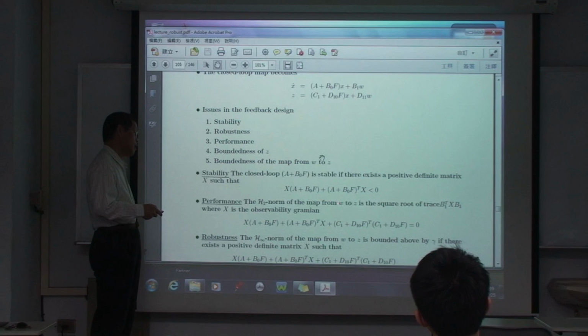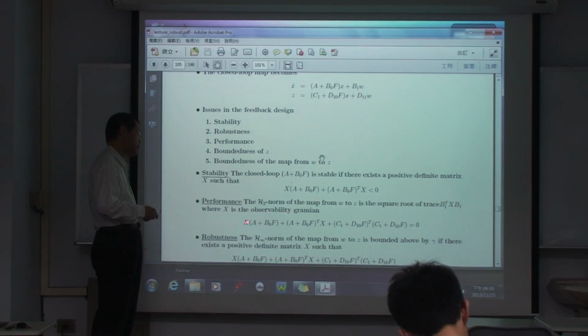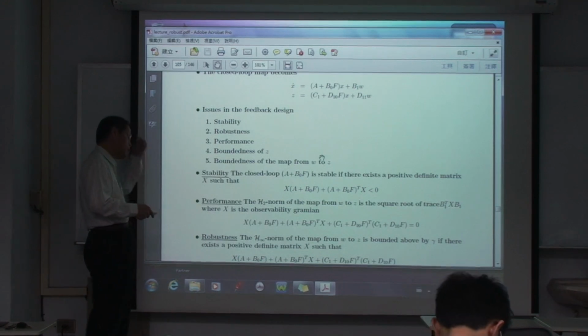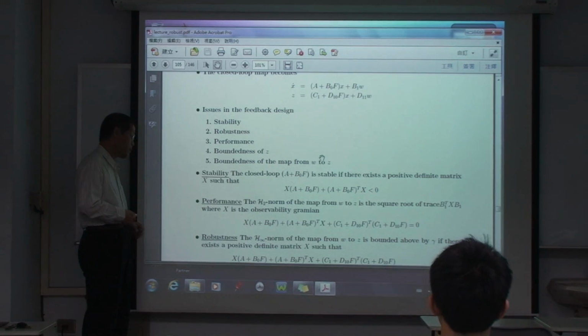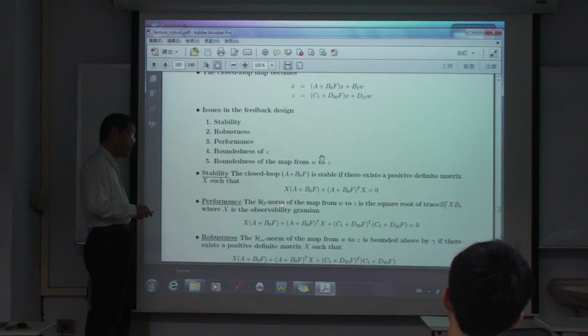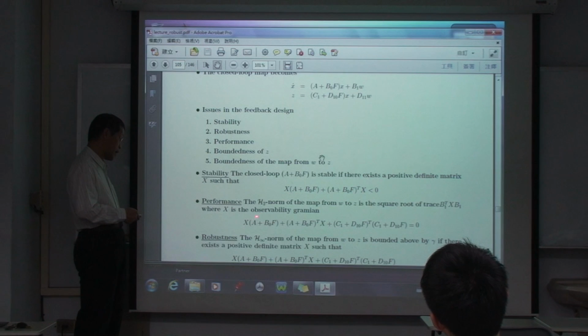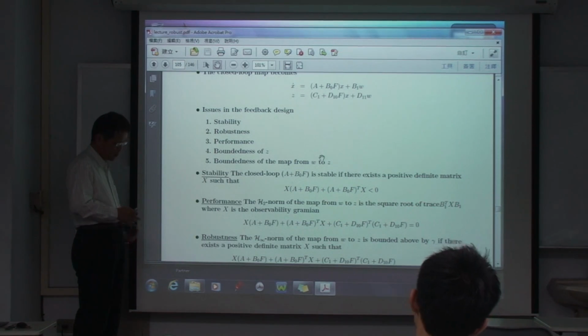One way to do it is that the two norm is equal to the square root of trace B1 transpose X B1, and X is the observability gramian, which solves this equation. And also you could resort to, for example, the controllability gramian, and you could have a similar formulation. Definitely, there are other ways to evaluate the two norm through LMI. But in any case, if I evaluate the observability gramian, I end up with this. So once I solve the observability gramian, I can then evaluate the two norm.